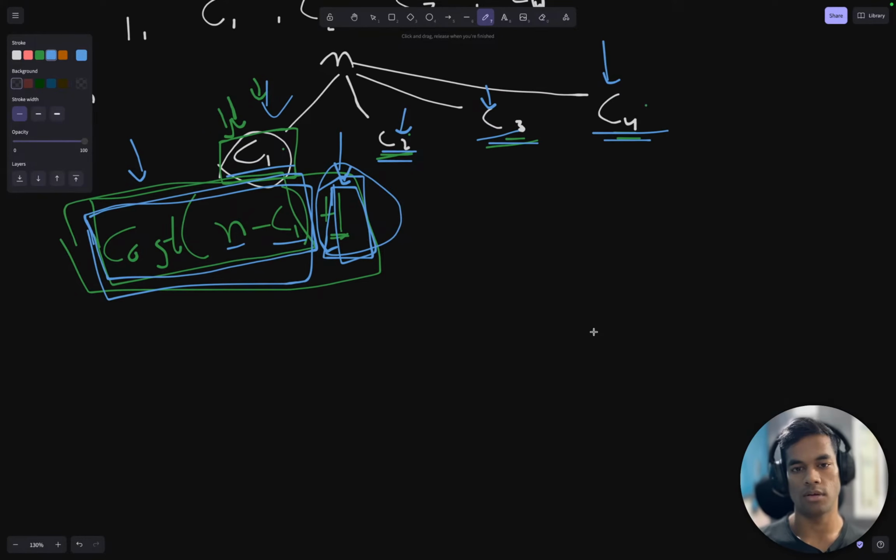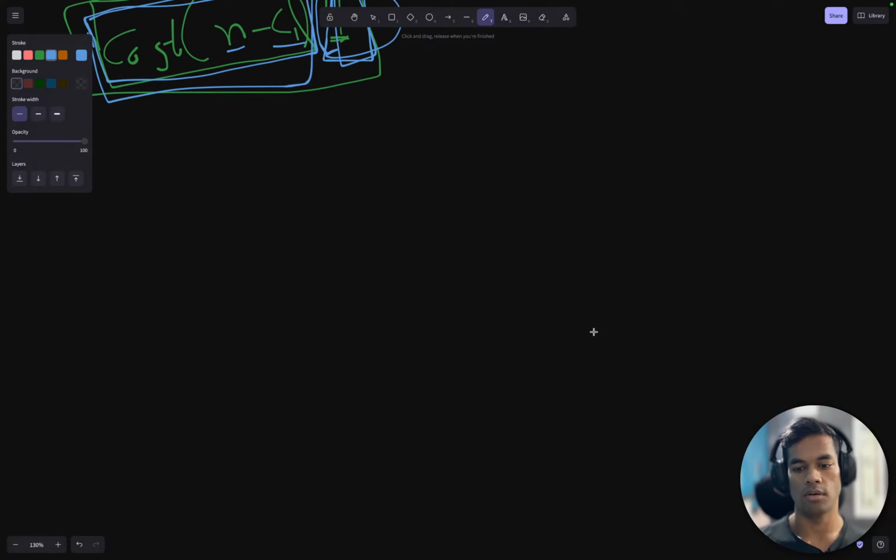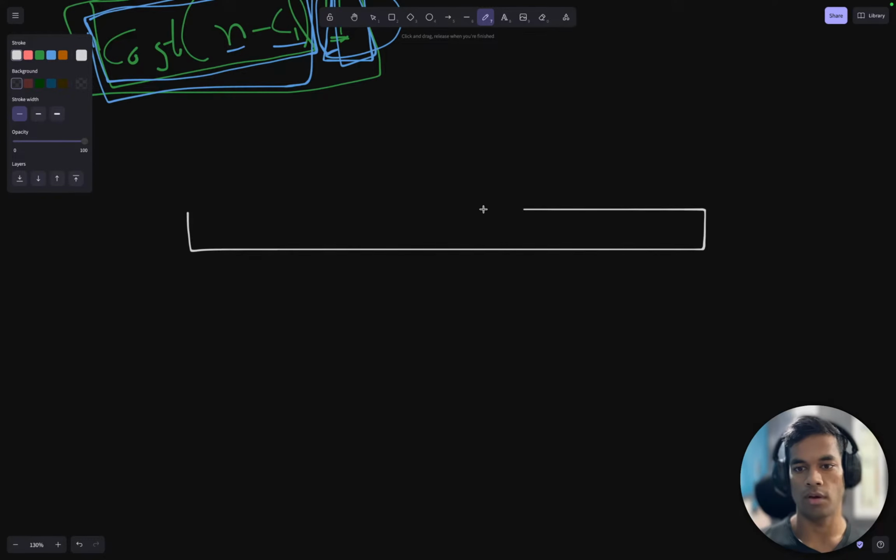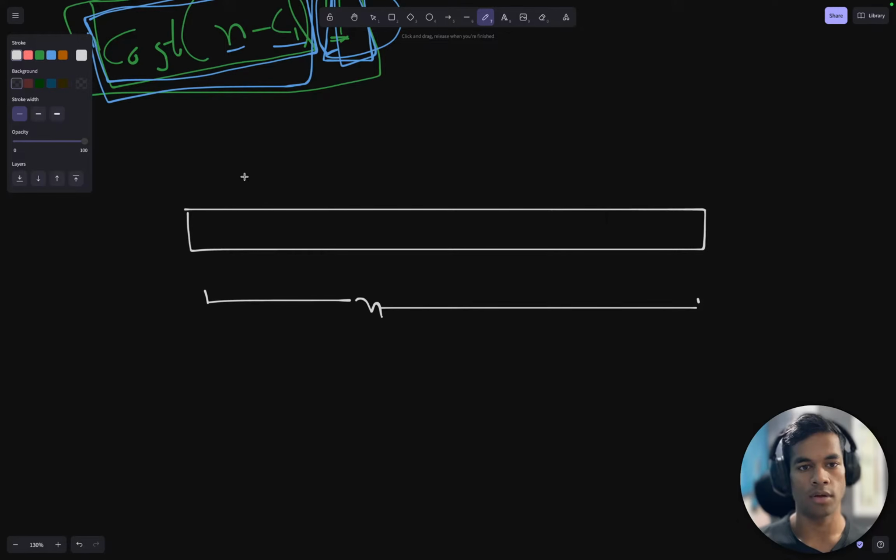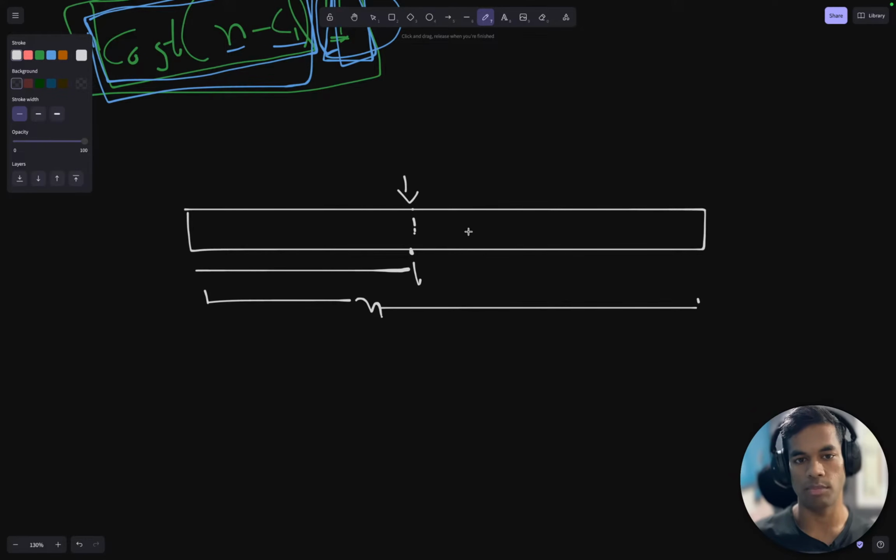But it can be different in different cases. For example, in the rod cutting problem, when the rod is of size n, whenever we make some choice at index i, we are saying we are not cutting this part, but we are only cutting this part.